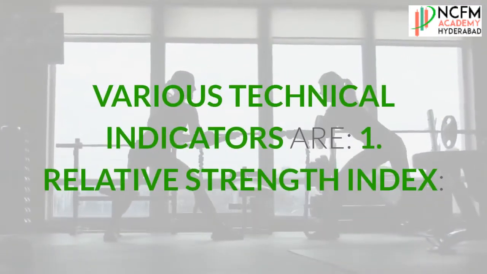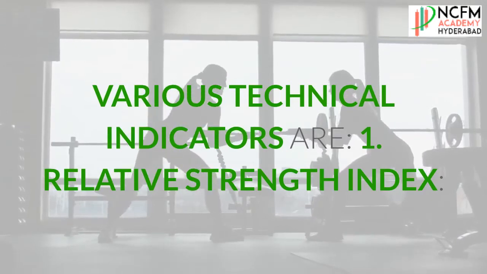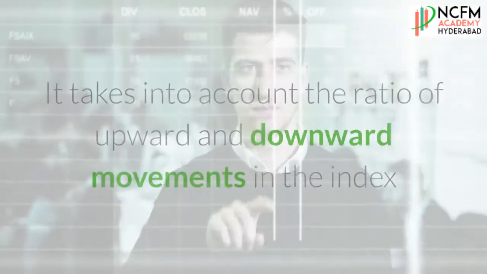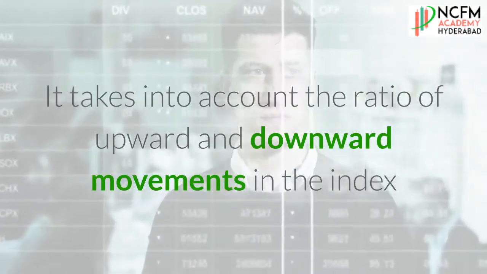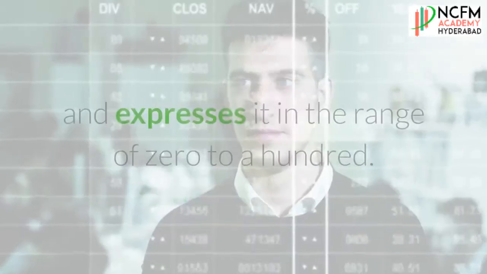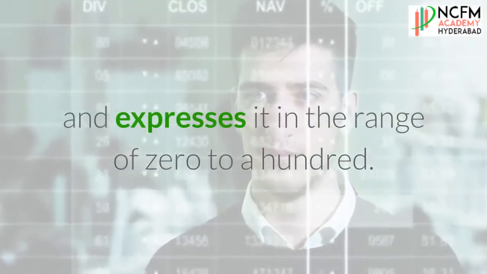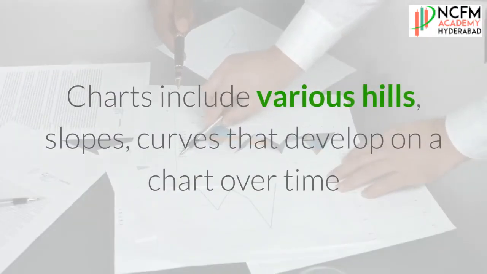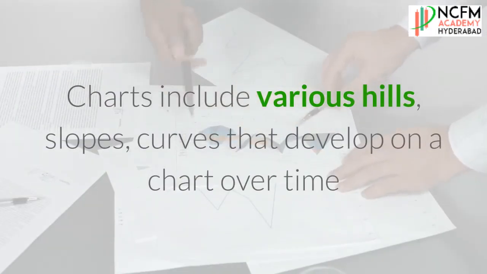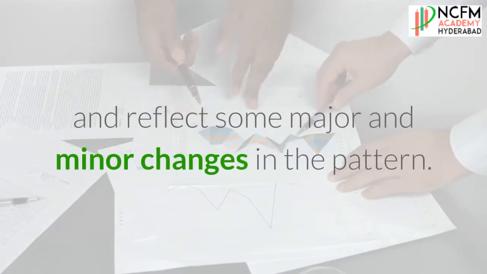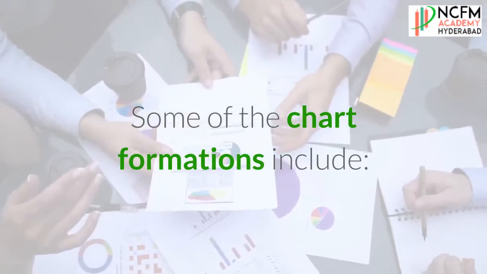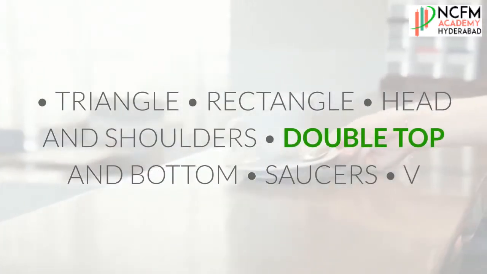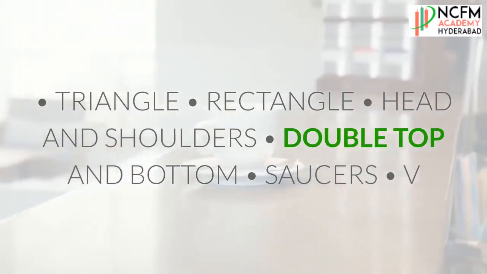Various technical indicators are: 1. Relative strength index. It takes into account the ratio of upward and downward movements in the index and expresses it in the range of 0 to 100. 2. Charts. Charts include various hills, slopes, curves that develop on a chart over time and reflect some major and minor changes in the pattern. Some of the chart formations include triangle, rectangle, head and shoulders, double top and bottom, saucers, V.